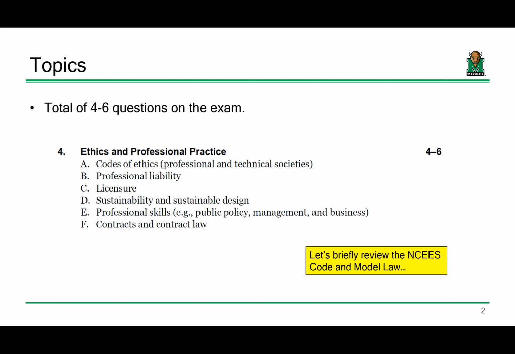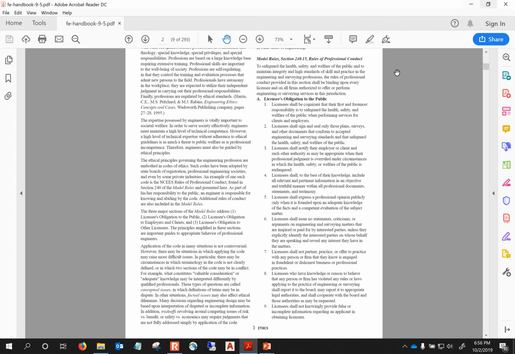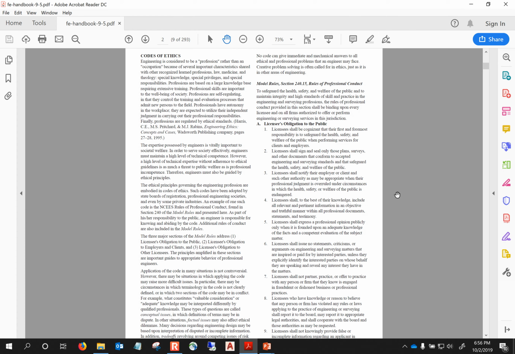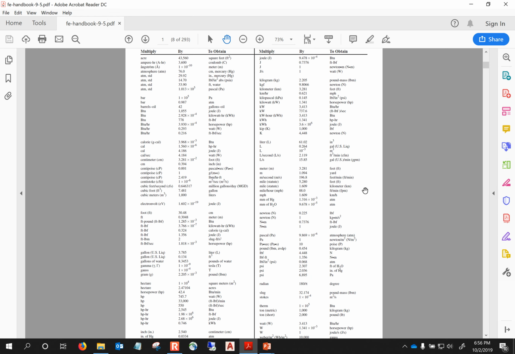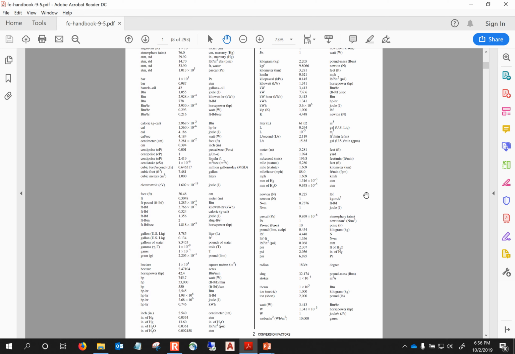Now, as for the list of topics that it covers, there's the codes of ethics, professional liability, sustainability, professional skills, and so on and so forth. It really boils down to your understanding of your responsibilities as an engineer. Now, I want to briefly review the NCEES code and model law just so that you're aware. So let me pull this up. This is the FE Reference Handbook, and it's actually early in the handbook. It starts off with units and conversion factors and things like that.